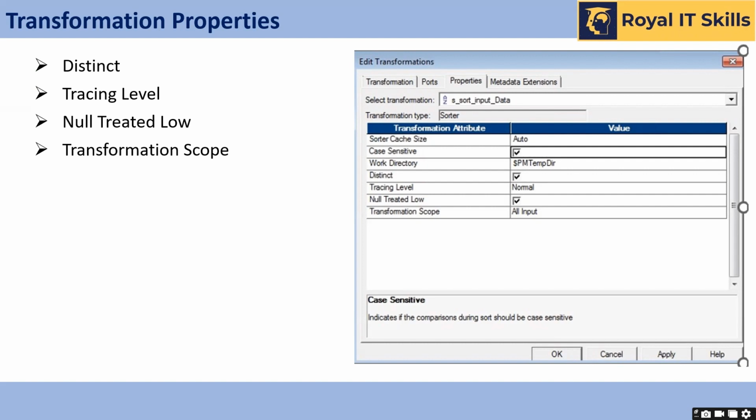Let's say, for example, employee name: we have left the first record empty, for the second record, I entered Shivaji, third record Madhava. So in this case, if I do a sort, how is it going to treat the empty value? So that we are going to decide with this null treated low. Okay, next, transformation scope. It's either all input or transaction wise. So we will see on this.